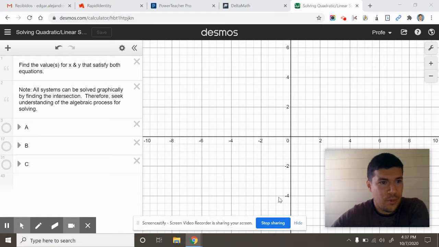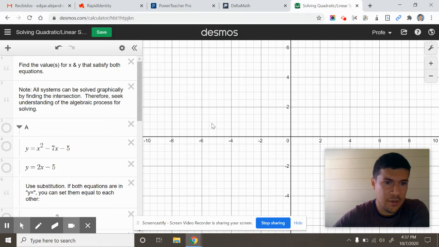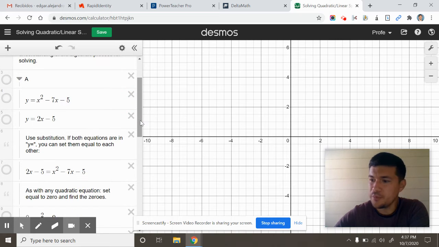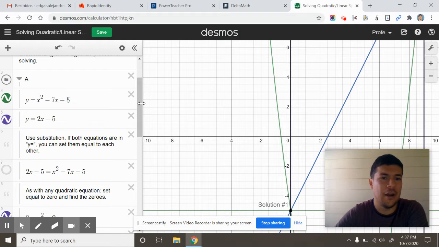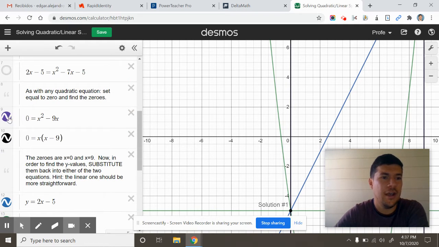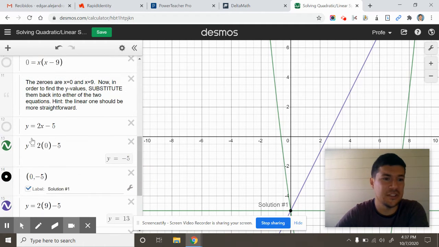Okay, so we have here some systems of equations, but maybe not like you remember them, not two linear systems. We have a quadratic equation and a linear equation, all right? So the first thing I'm going to do is graph these. And disclaimer, if you graph these on Desmos, it shows you the solutions to the system.